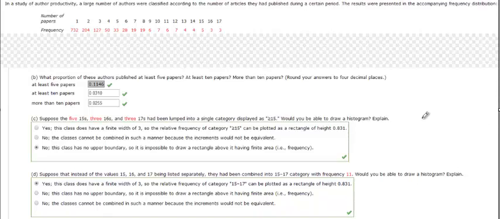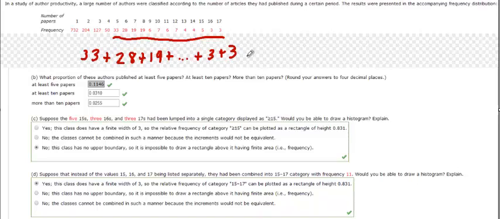All right, I've even got the last part of this question here. I'm supposed to find what proportion of these authors published at least 5 papers in the first part. So at least 5 papers would be this 33 plus 28. That would be from this one on. So I added 33 plus 28 plus 19 plus and so on, plus 3 plus 3, all the way up until there. And what I got was 144.